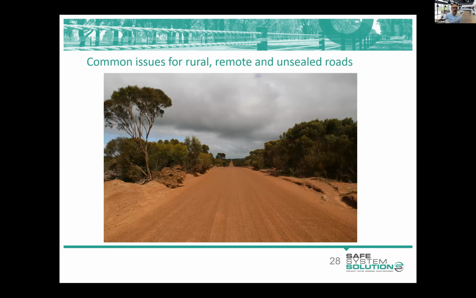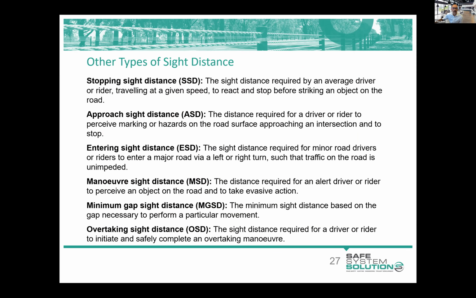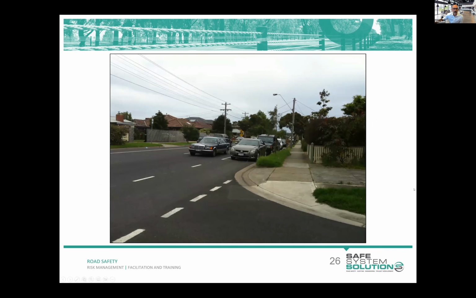So Jamie, just before you jump onto the rural remote ones, it's a question on the curb outstand idea back at the previous slide. What if there's a bicycle lane? How do we manage that? Any thoughts on that?